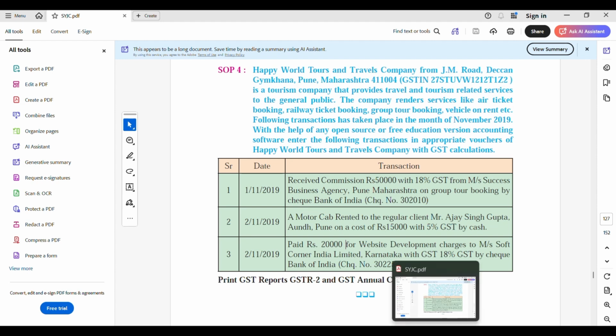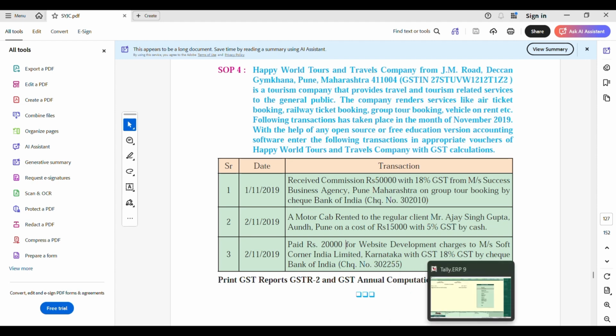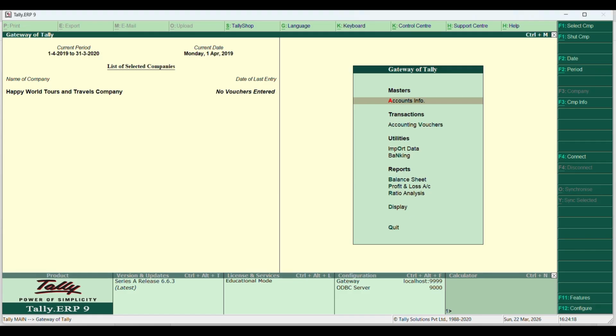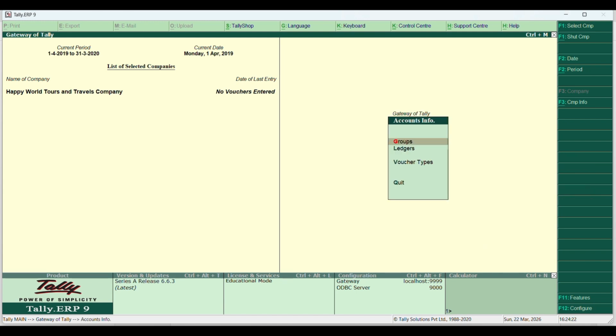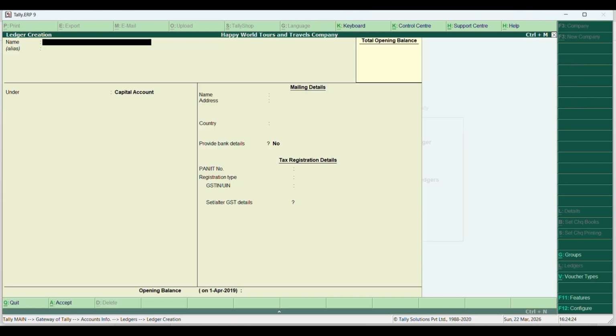So let's start. We are going to create the transaction ledgers under Accounts Info, Ledgers. We're going to create one for M/S Success Business Agency.